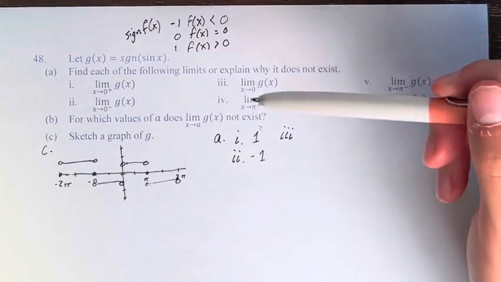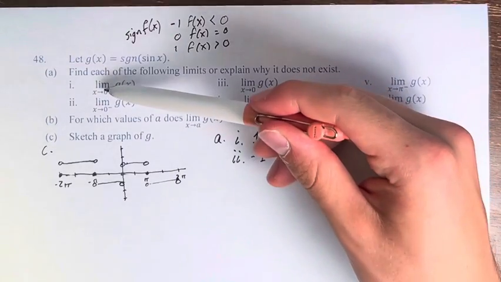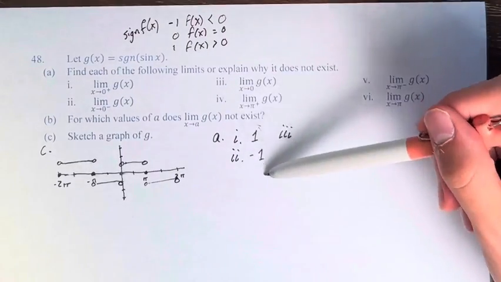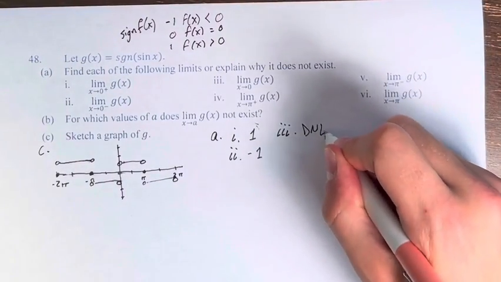We have the limit as x approaches 0. The limit as x approaches 0 from the right and left do not equal the same value, right? 1 does not equal -1. Therefore, the overall limit does not exist, DNE.